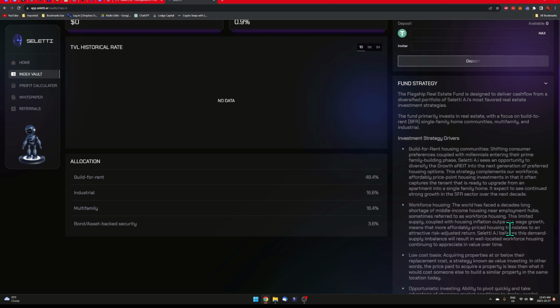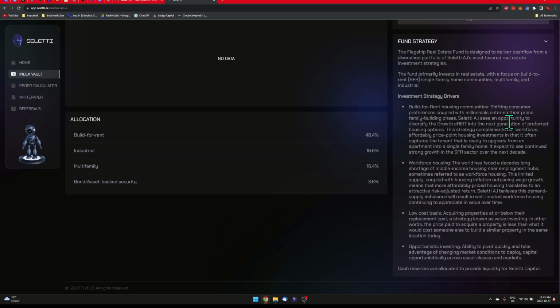Now this one, the flagship real estate fund, is designed to deliver cash flow from a diversified portfolio of Seletti.AI's most favored real estate investment strategies. The fund primarily invests in real estate with a focus on build-to-rent, single-family home communities, multifamily, and industrial housing, right? So there's three. Okay, so there's build-for-rent housing, there's workforce housing, there's low-cost basis and opportunistic investments.